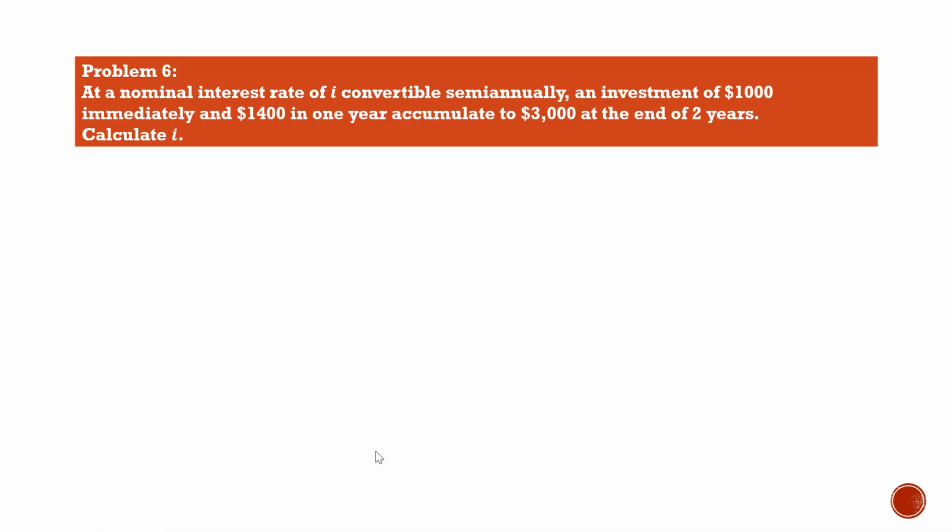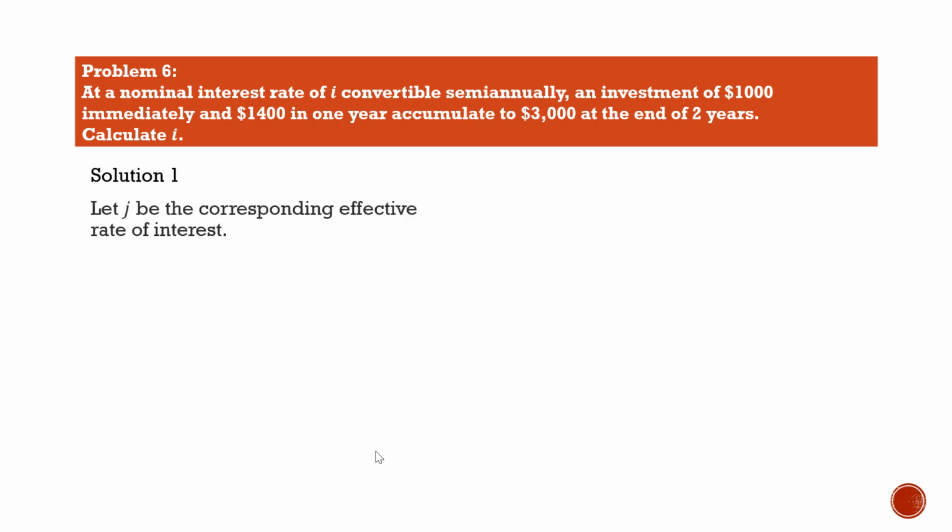Problem number 6. At a nominal interest rate of I convertible semi-annually, an investment of $1,000 immediately and $1,400 in 1 year accumulate to $3,000 at the end of 2 years. Calculate I.